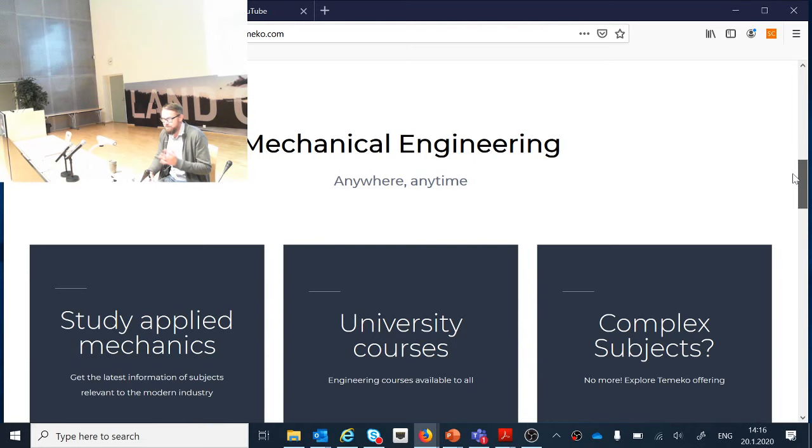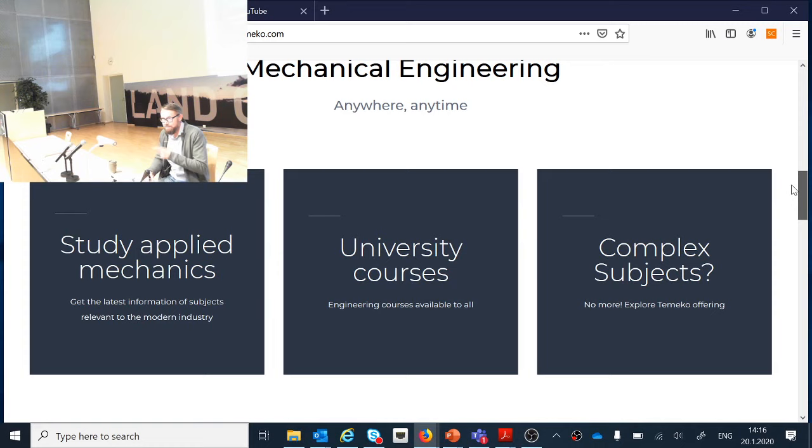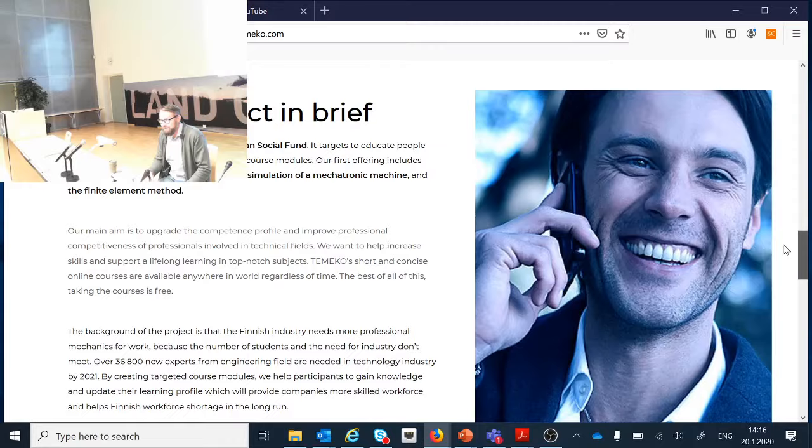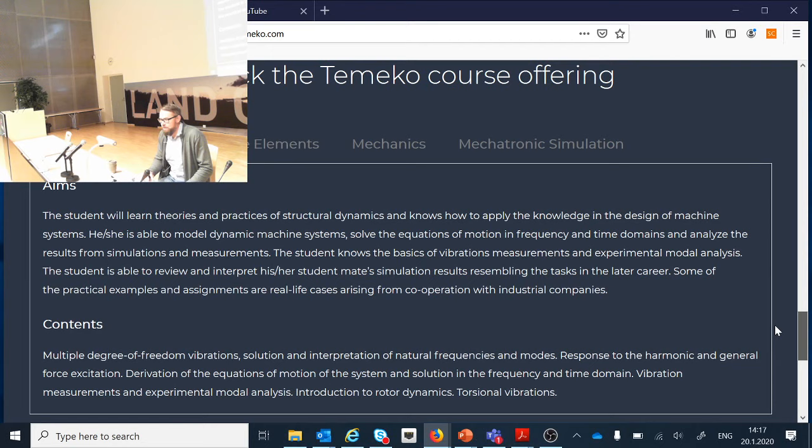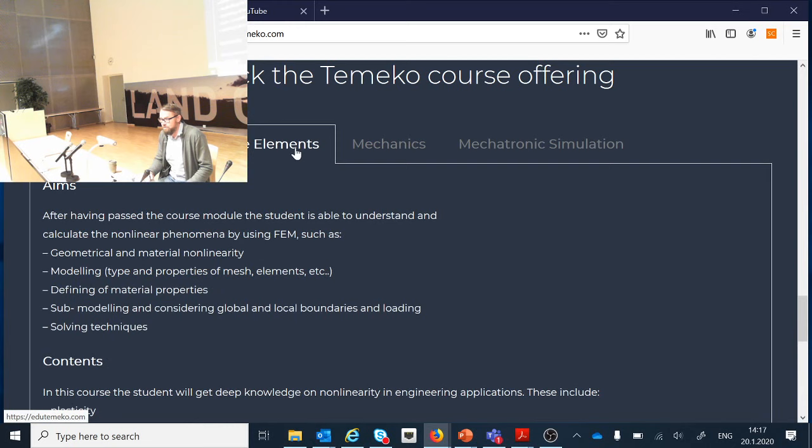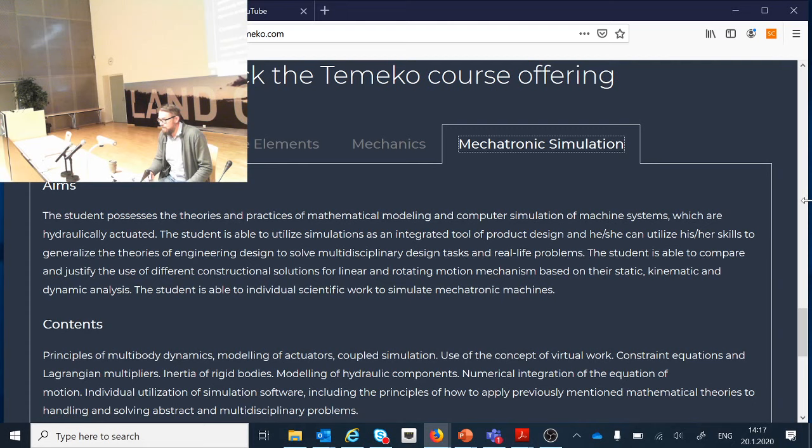I know you guys are involved, but this is a great work. This is a really, really awesome work. And then how it works, and a little bit of background. And these are the courses that will be available soon: Machine Dynamics, which I'm sure you recognize already, so that's your course, and then Finite Elements, Mechanics, and Mechatronic Simulation. All these courses will be available in future through this website.